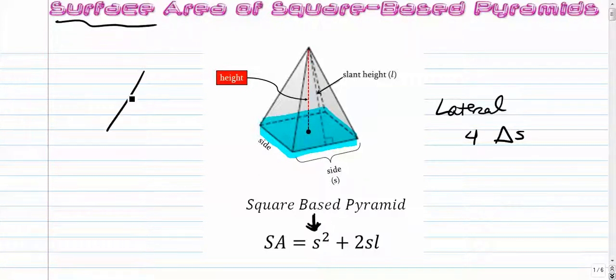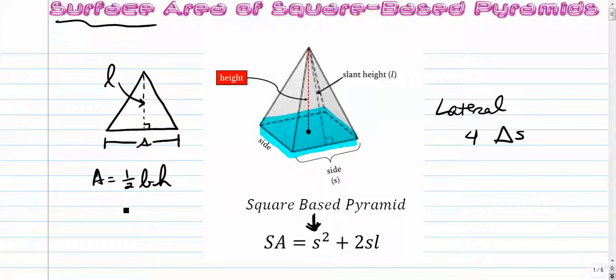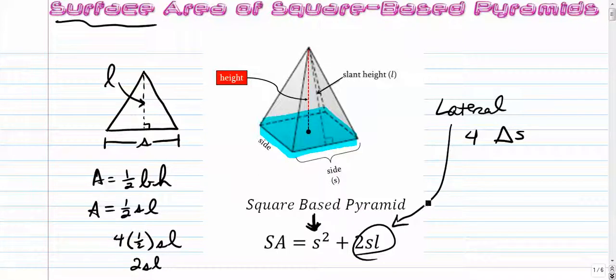So if I were to take just one of these triangles out and calculate its area, right here we have side length, and then right here in our problem is the slant height, L. As we know, the area of a triangle is 1/2 base times height, so it's 1/2 S times L. There are 4 of those, so you multiply by 4. So 4 times 1/2 is equal to 2SL. So that's where this comes from. That would represent the lateral surface area, 2 times SL.